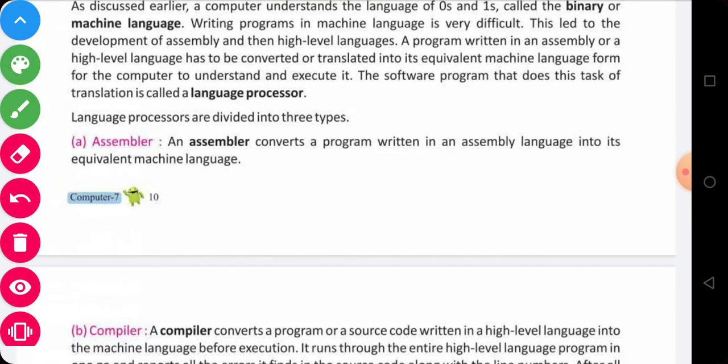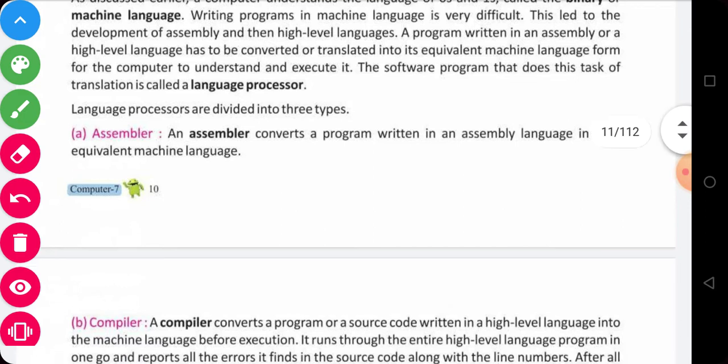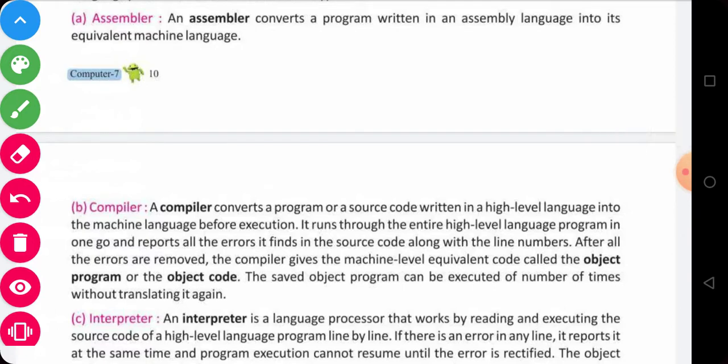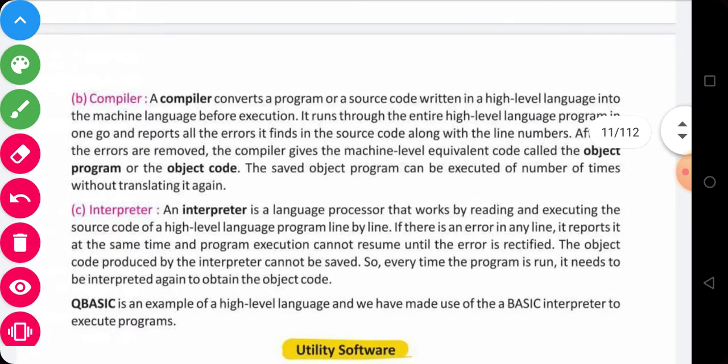Assembler generally converts a program which is written in which language? Assembly language. After converting the language, it produces machine language, that is in the form of 0 and 1. And 0 and 1 is called binary language. Whereas the compiler converts a program or source code written in a high level language, such as Java, Oracle, .NET. These are called high level programming languages. So when a program is written in a high level language, it is converted into machine language with the help of the compiler.